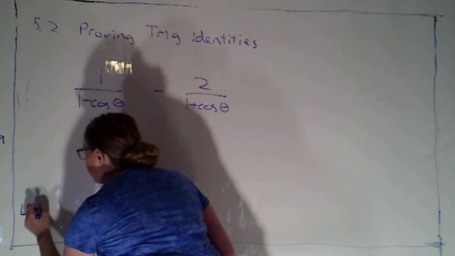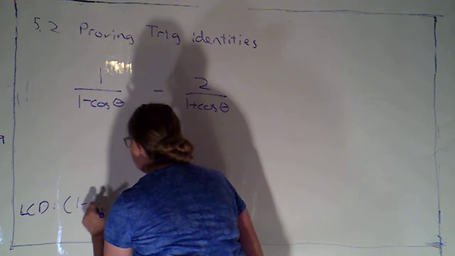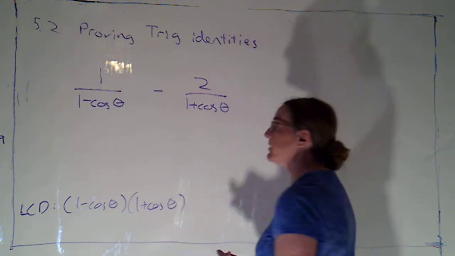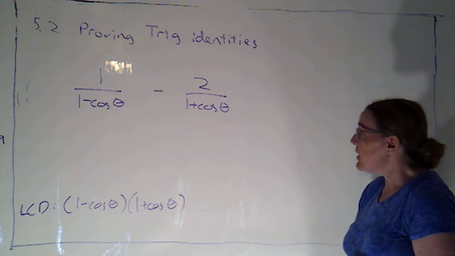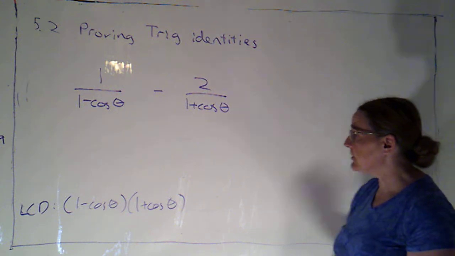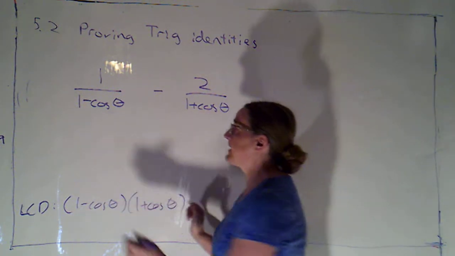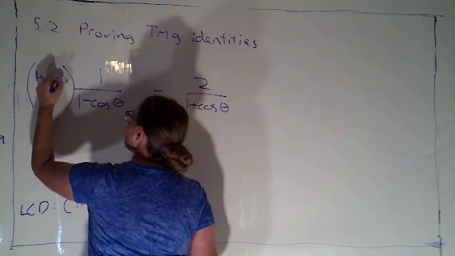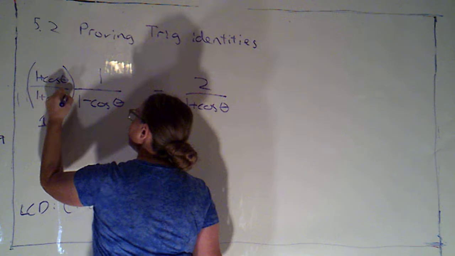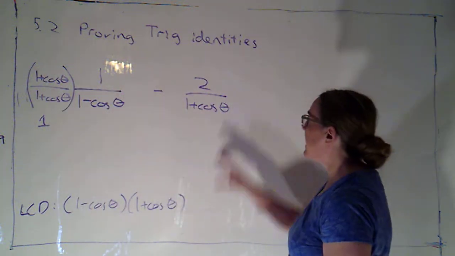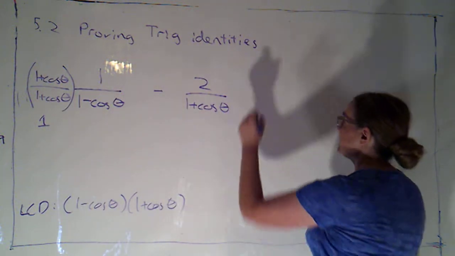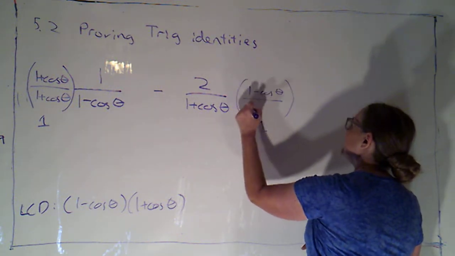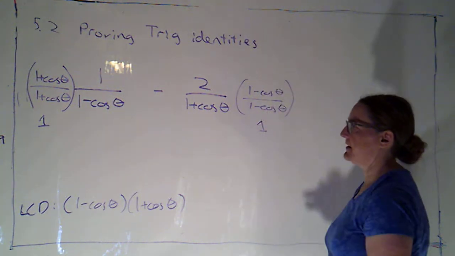So here, my least common denominator is just going to be the product of the two denominators. When they have no factors in common, we just multiply them out. So if I want to get to that common denominator, here I already have that first factor, so I would multiply by 1 in the form of 1 plus cosine theta over 1 plus cosine theta. Here I already have the second factor, so I would multiply this by 1 in the form of 1 minus cosine theta over 1 minus cosine theta.